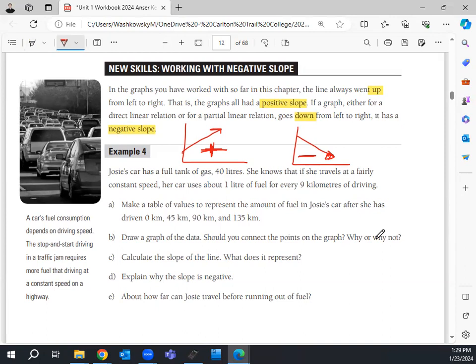So let's see this in action here. So we have an example here. So if we have someone who has a car, they have a car full of gas, it has 40 liters of gas in it in the start, right? She just went to Sev or the co-op, filled it up, and now she's going to go travel. So she knows if she travels at a fairly constant speed, the car uses 1 liter of fuel for every 9 kilometers of driving.